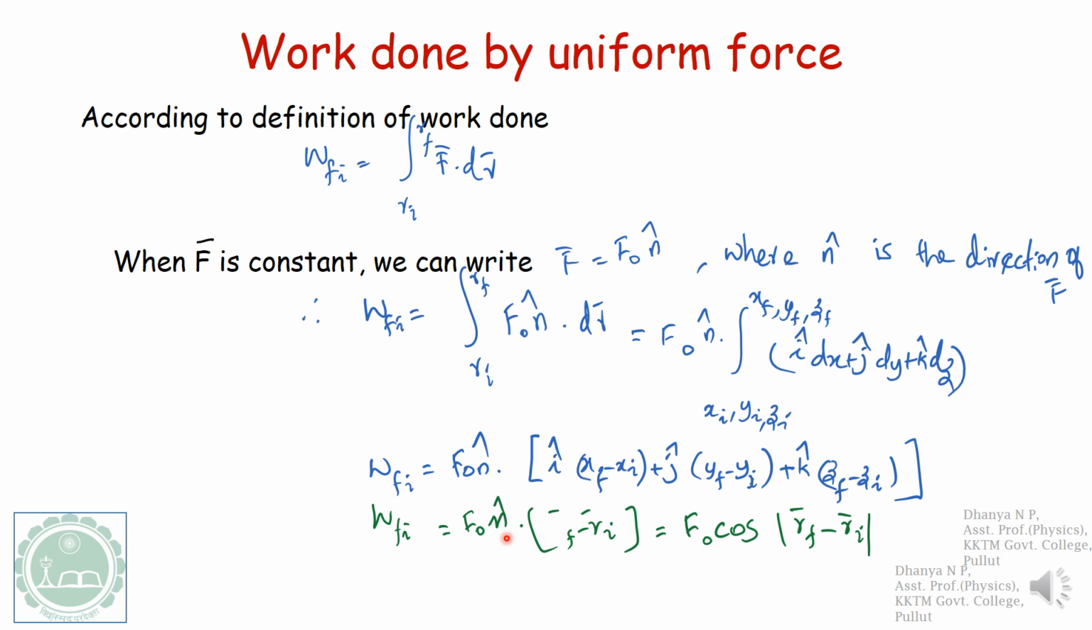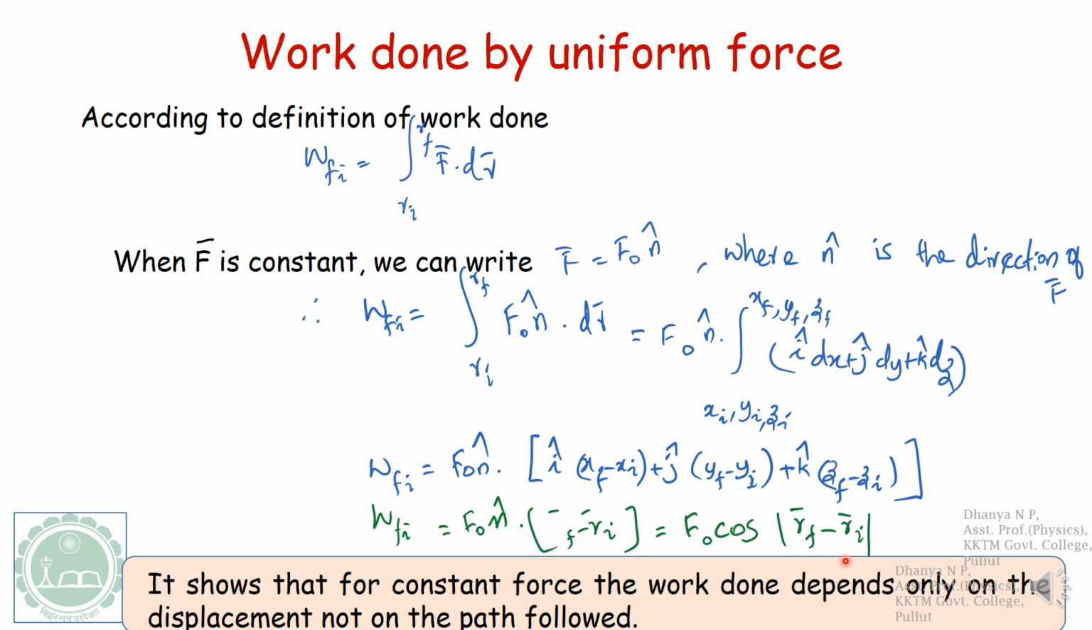That is, F0 into unit vector n dot (Rf minus Ri). This is the component, the dot product, F0 cos theta times (Rf minus Ri). It shows that for a constant force, the work done depends only on the displacement, not on the path followed. Here it is depending upon Rf and Ri, the endpoints. Rf and Ri are the endpoints of the displacement, and it is independent of the path followed. This is the case of work done by a uniform force.